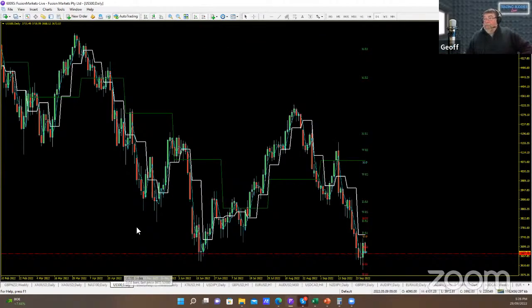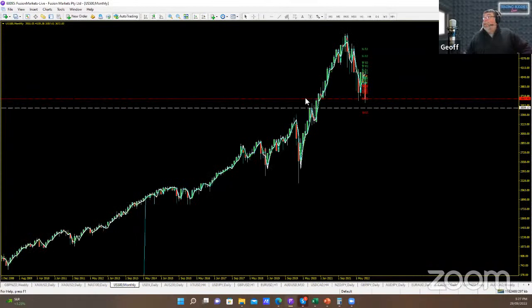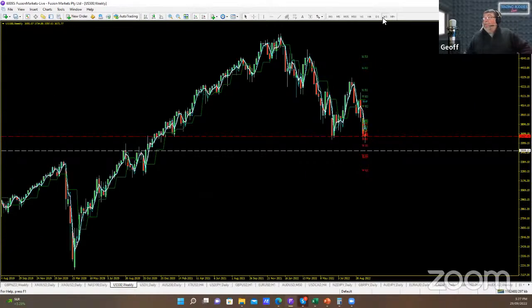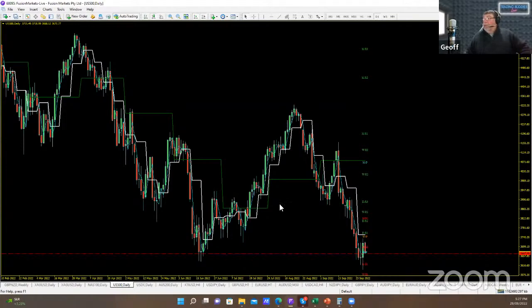Same as the Aussie 200 is the S&P 500. Of course, we've hit that strong support level that we pointed out a few weeks ago, and we've currently got a potential double bottom situation here. Today's candle, this week's candle, will probably tell the story.